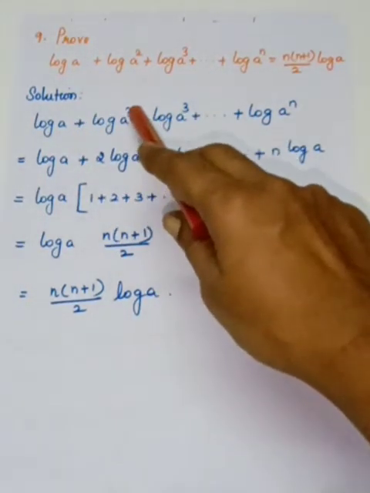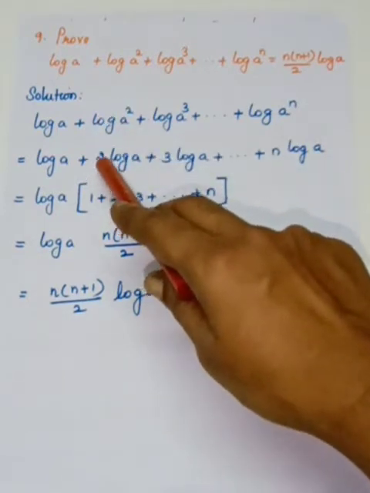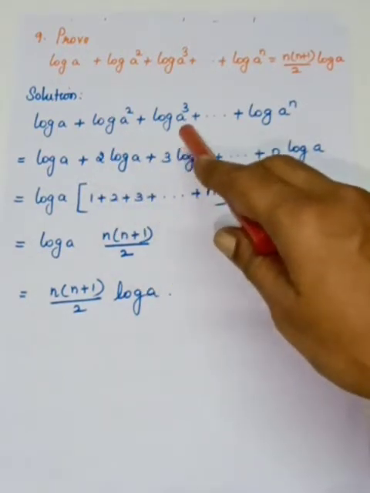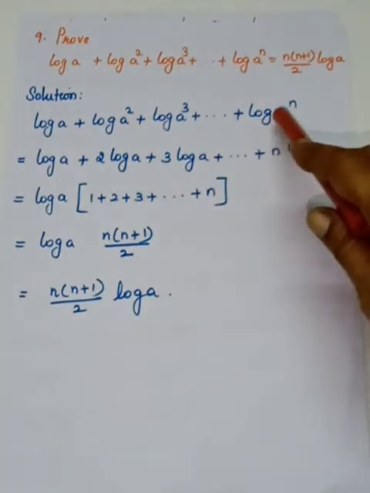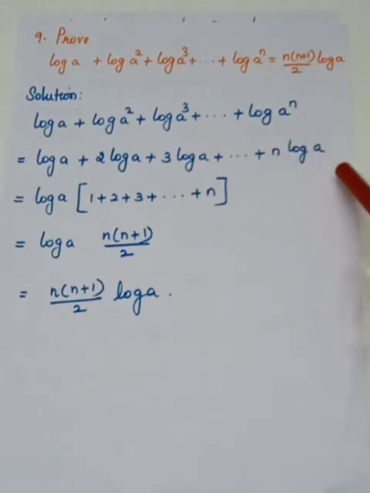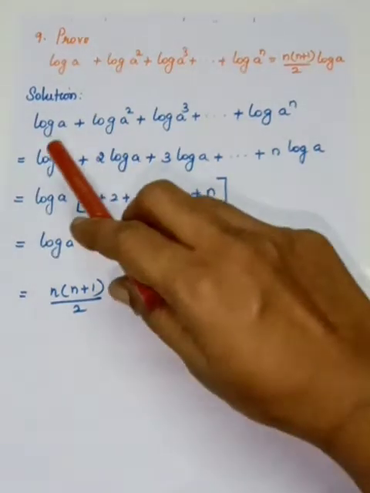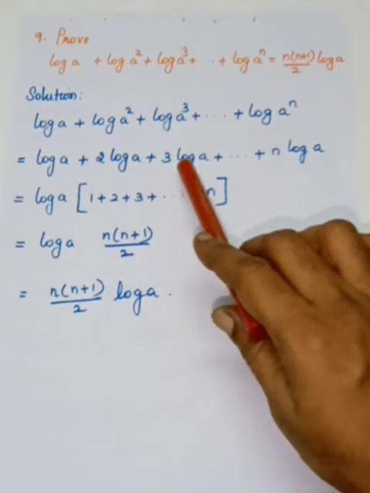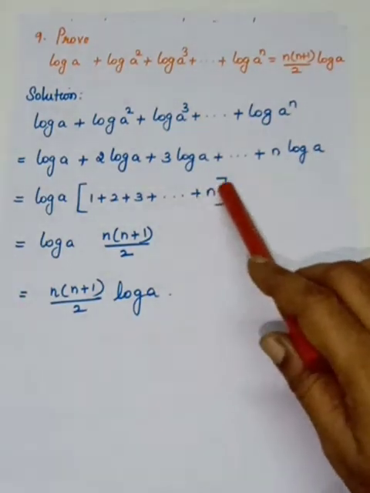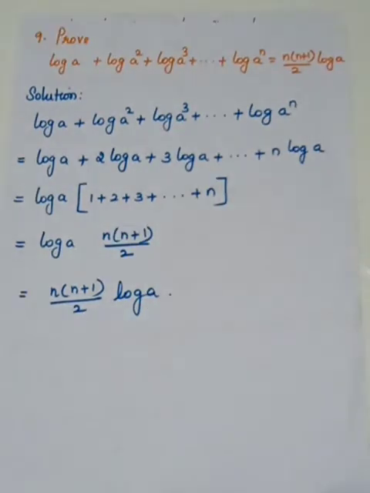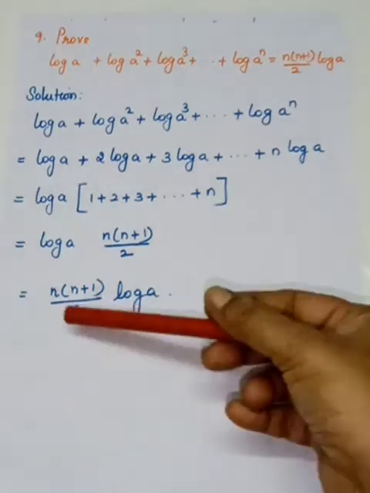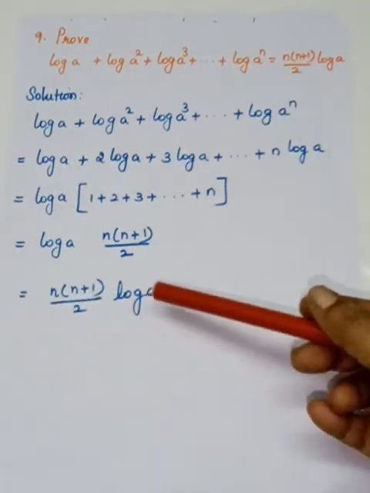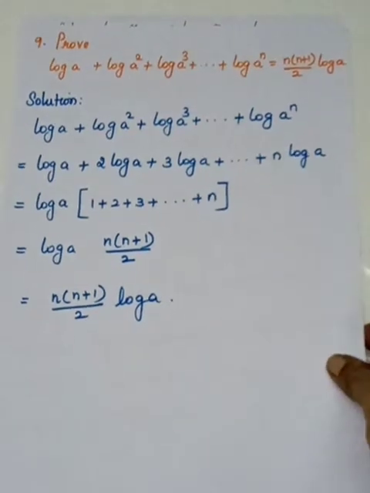Using the power rule, the power will come to the front, so it is 2 log a. In the same way, log a cube can be written as 3 log a using the power rule, and so on. The final term, log a power n, can be written as n log a. From all the terms, what is common? Log a is common. When you take it out, here it is 1 plus 2 plus 3 plus etc. plus n. You know that it is the sum of the first n natural numbers. You have studied the formula: n into n plus 1 by 2. Therefore, the answer is n into n plus 1 by 2 into log a. So, the 9th problem is over.